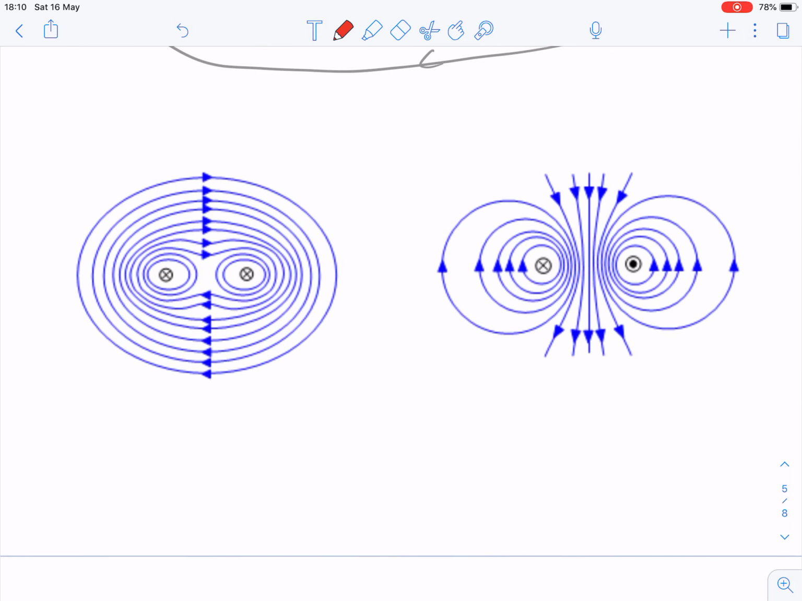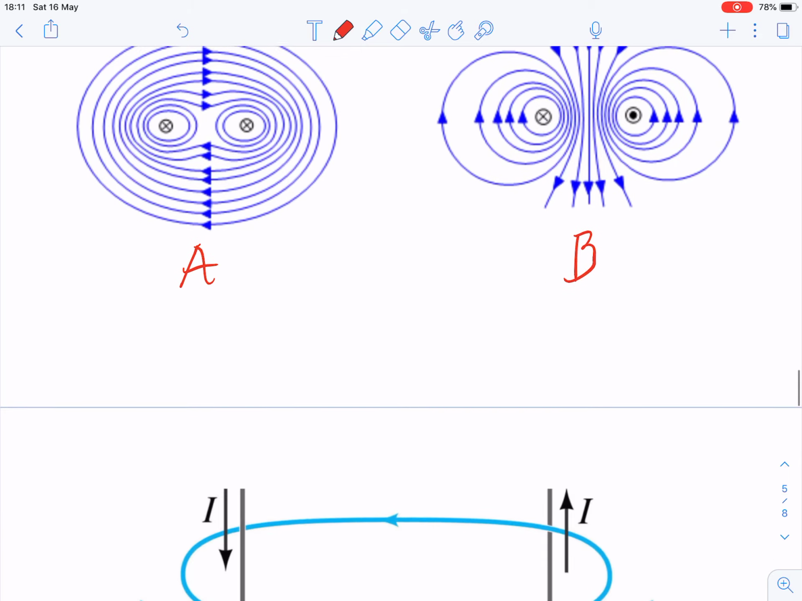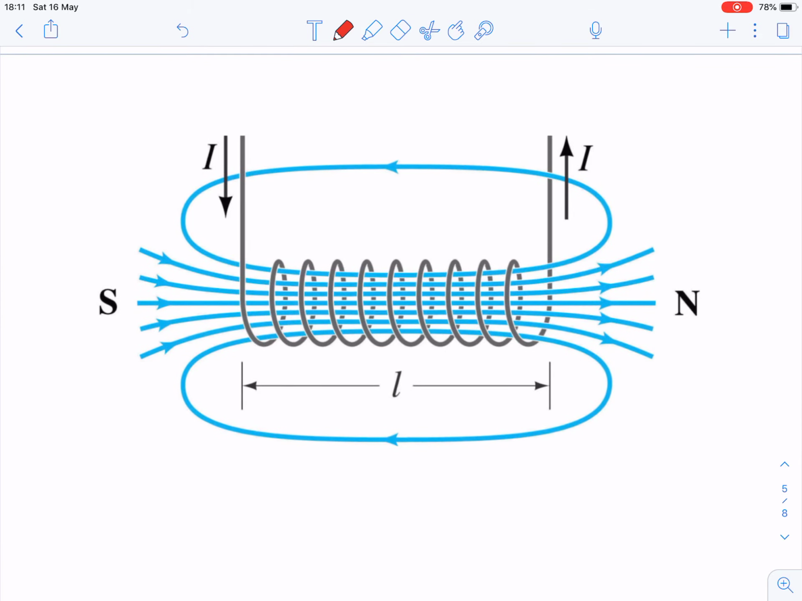So here you can see 2 different diagrams. This is the same as the diagram above, where the current in the wire is in the same direction, and you have a strengthening of the magnetic field. Over here on the right-hand side, I'm just going to label this as A and B. So for B, the current is going in opposite directions, so you don't have a strengthening of the magnetic field, as you can see in the diagram there. Okay, so this is the solenoid that we're trying to talk about here.